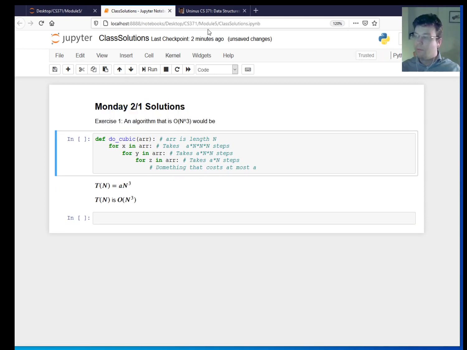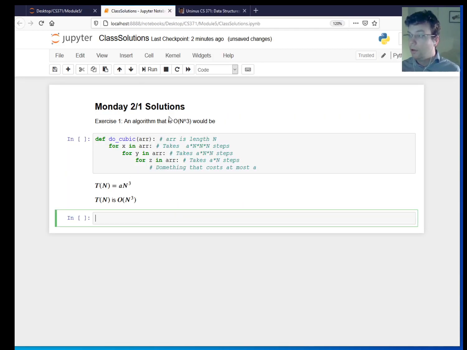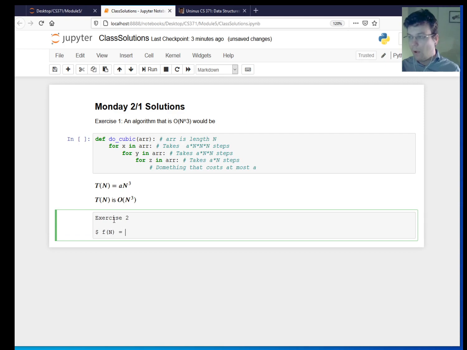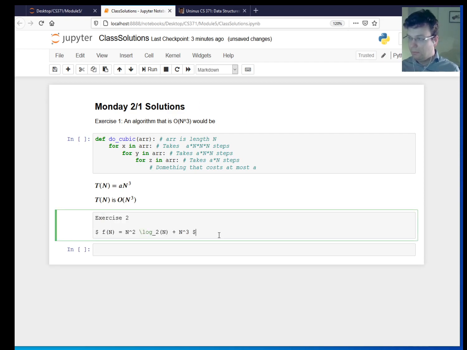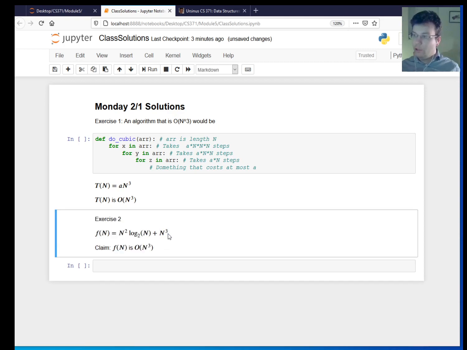I want to make sure that was clear. Okay, for the second exercise, we're looking at this function. So now we're not even thinking about an algorithm, we're just looking at a function to make sure we understand big O. So for exercise 2, I said that my function is n squared log base 2 of n plus n cubed. And my claim was that f of n is big O of n cubed. So another way to interpret this is that somehow the n cubed term dominates this term.